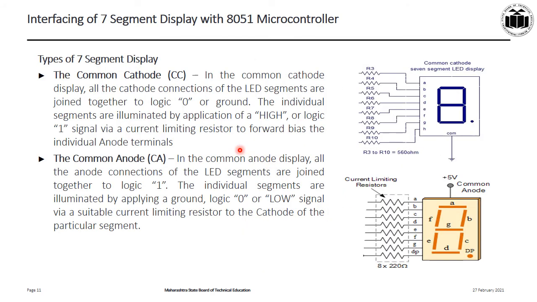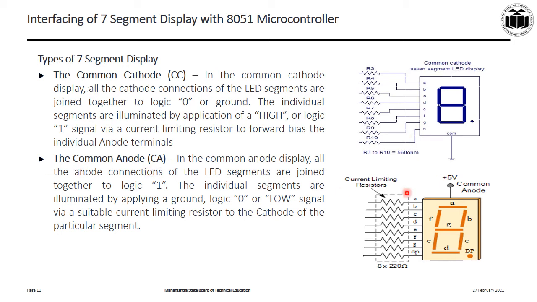Now let us discuss the interfacing of 7-segment display with 8051 microcontroller. 7-segment displays are of two types, a common cathode display and a common anode display. From the sketch it is clear that in common cathode, the cathodes of all 8 LEDs are connected and grounded, while the anodes are connected to the microcontroller pins. A logic 1 will illuminate a particular LED.